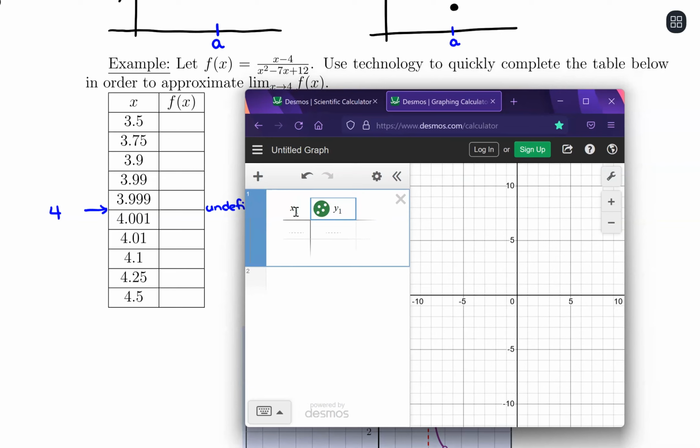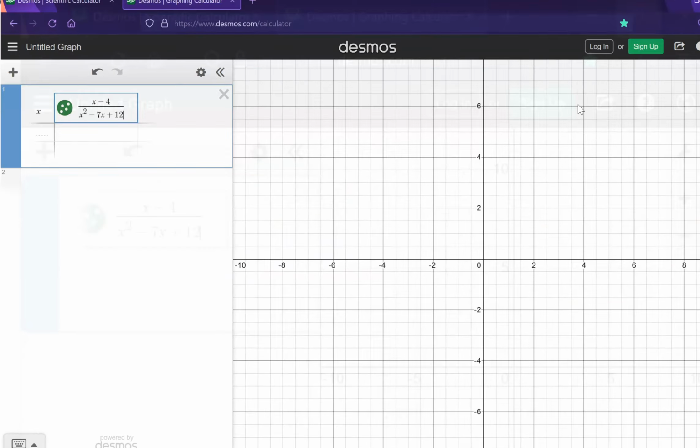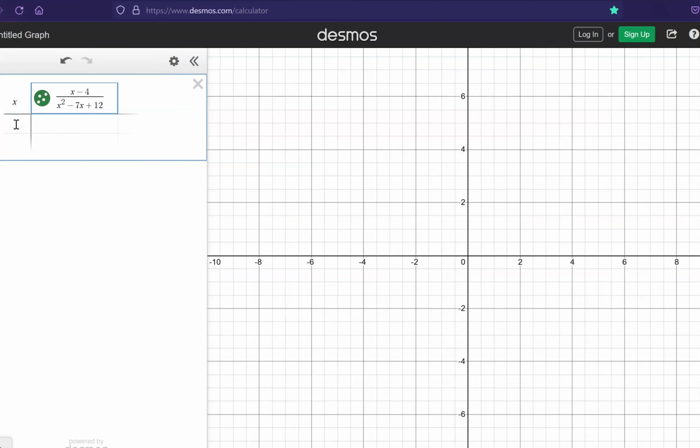Okay, going back a little bit, adding that table so it has the x1, y1, what I'm going to do is edit it. Instead of x1, I'm just going to call it x. And then instead of y1, I'm going to type in the function. So I'm going to separate up my fraction. In the numerator, I'll have x minus 4. In the denominator, x squared minus 7x plus 12. All of that in the table is just the column titles. We have x and then our function.